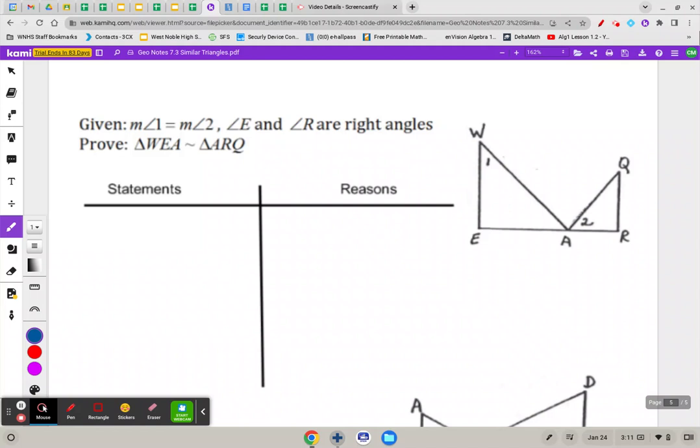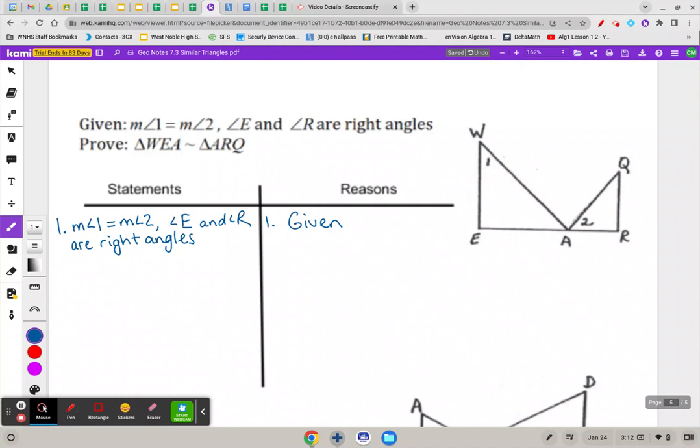So, never, ever, ever miss your first statement. It is what you are given. Measure of angle 1 is equal to the measure of angle 2. Angle E and angle R are right angles. This is always the reason given. Never miss your given first statement.